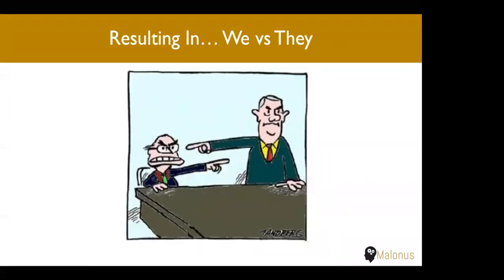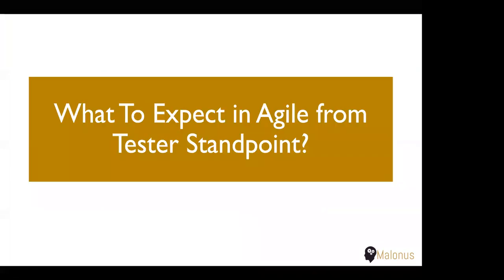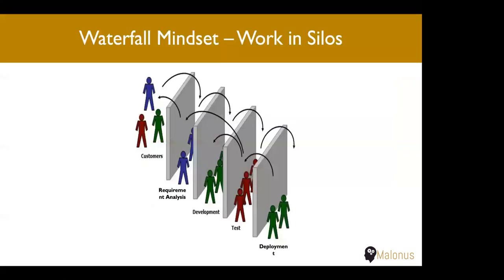What we are trying to see here is what to expect in Agile from the tester standpoint. Let's say my mindset has been that testers are supposed to do the testing at the end of the work, at the end of the coding. So what is expected from a tester when you move to Agile?